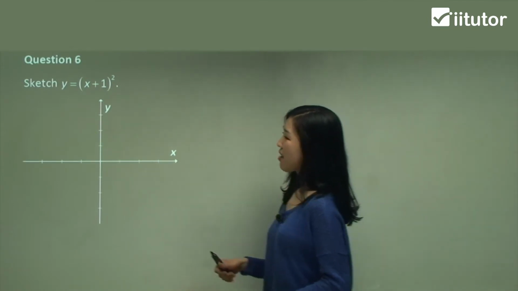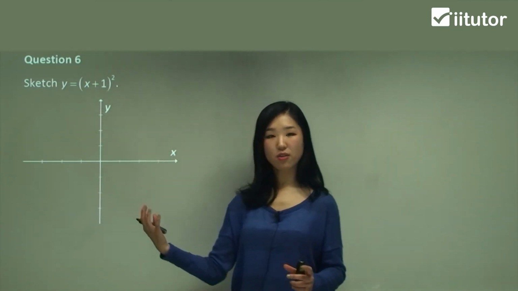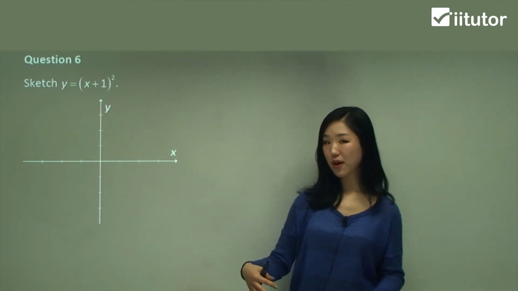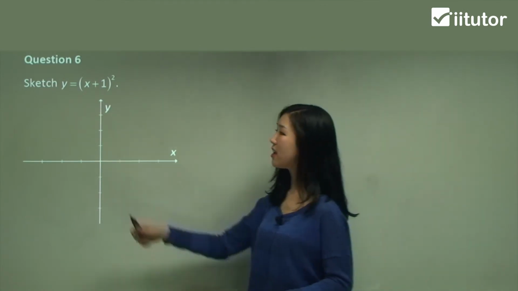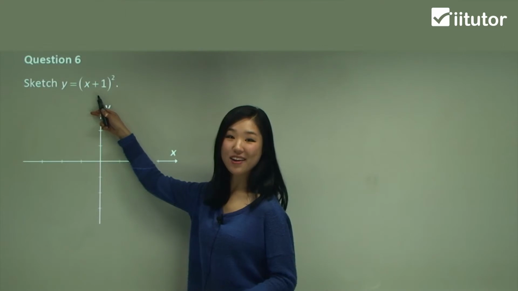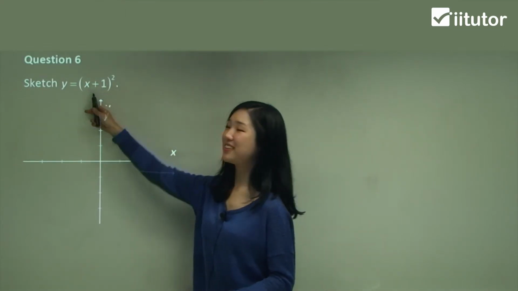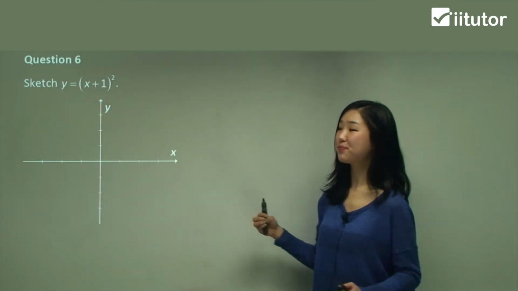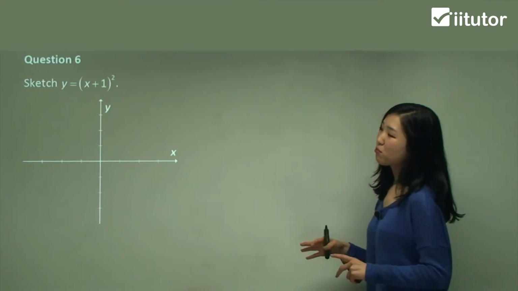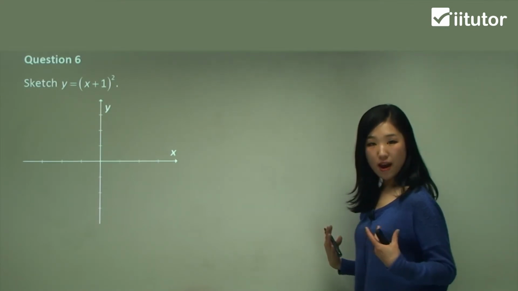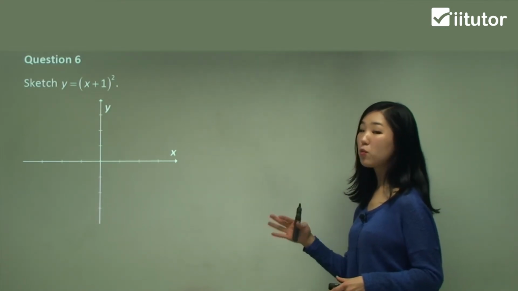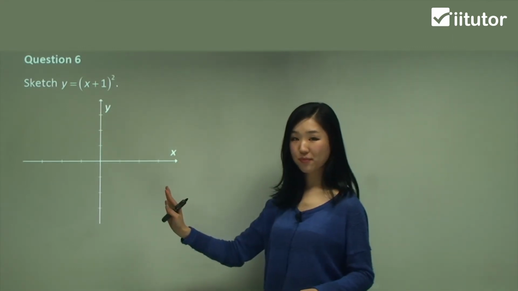Question 6, so we have y equals (x plus 1) the whole thing squared. So it's similar to the previous question, but the only difference is that we're adding 1. Adding 1 to x and then squaring the whole thing. So have a look. Previously we shifted to the right, but if we're adding 1, we shift to the left.